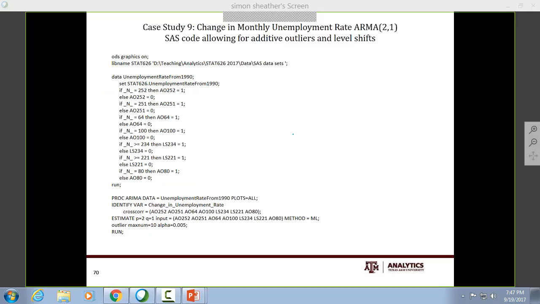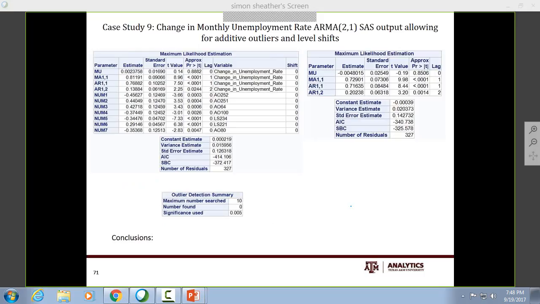So we run the same code. The only difference is we've changed the P equals 1 to P equals 2 and the Q equals 2 to Q equals 1. And the first thing I look at, I scroll right down to the bottom of the output, and you find it finds no extra outliers. Number searched 10, number found 0.